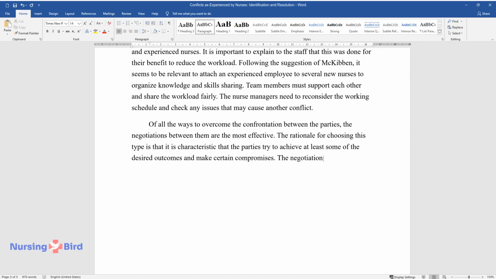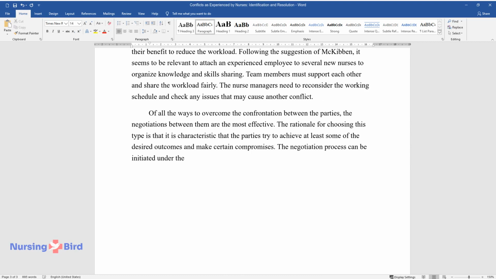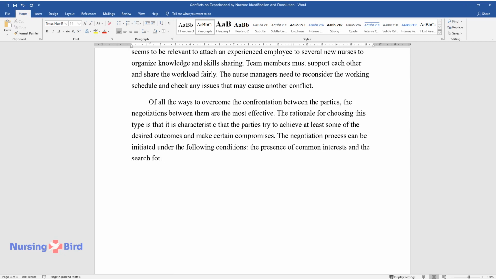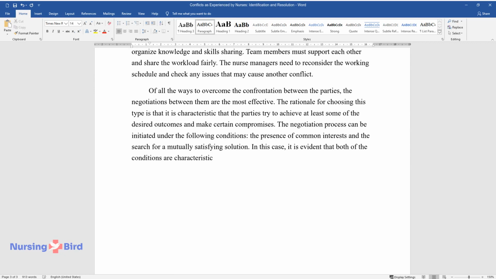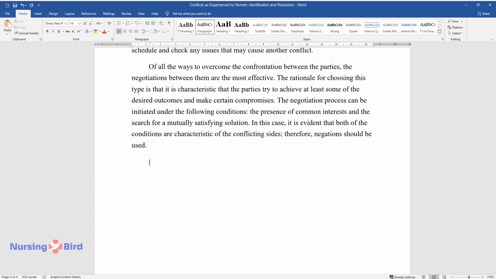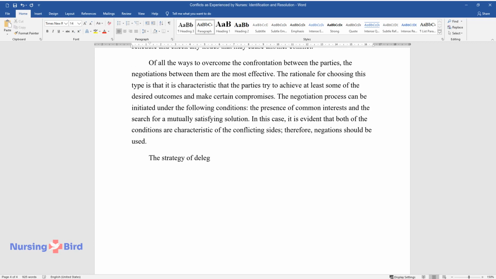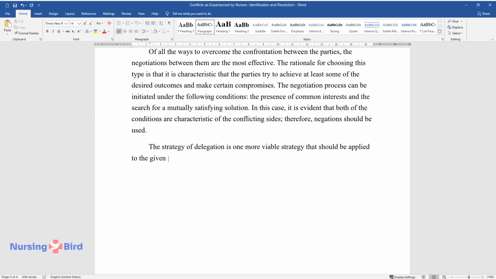The negotiation process can be initiated under the following conditions: the presence of common interests and the search for a mutually satisfying solution. In this case, it is evident that both of the conditions are characteristic of the conflicting sides, therefore, negotiation should be used. The strategy of delegation is one more viable strategy that should be applied to the given conflict.